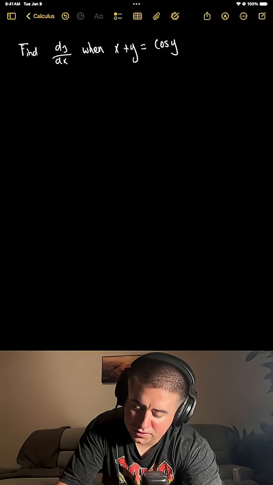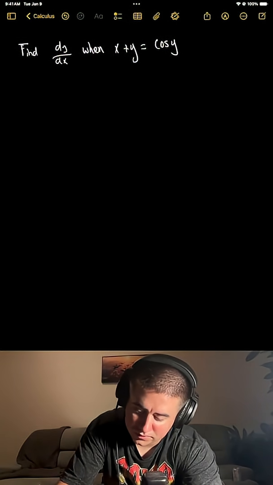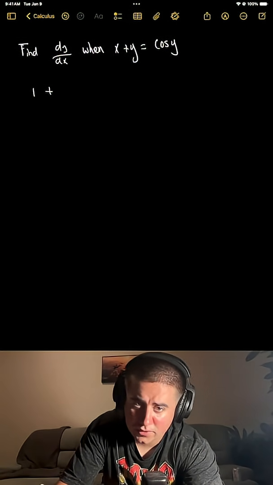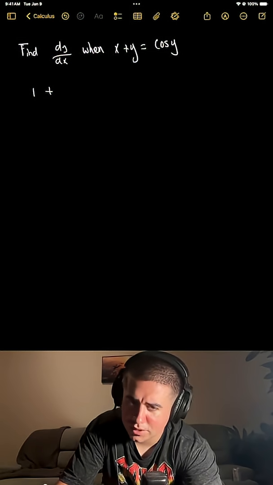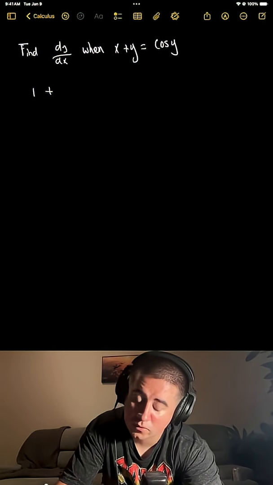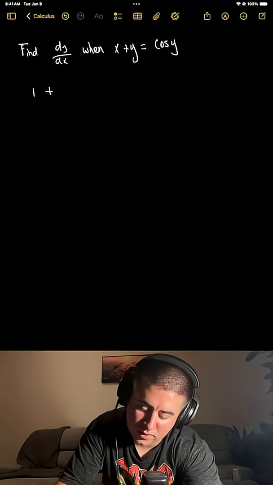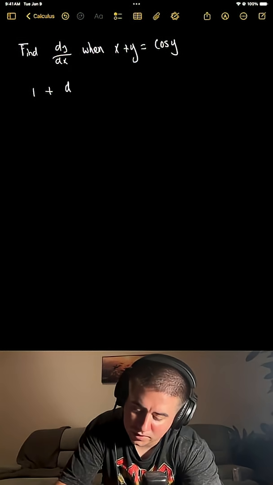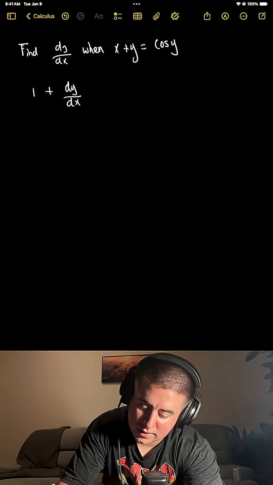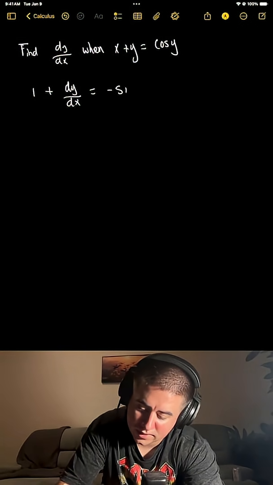But first things first, we take the derivative of x, which is just going to be 1. So we're just left with 1 plus. And when we take the derivative of y, it's going to be 1, but every time you take the derivative of y, you have to multiply by dy/dx. So even though the derivative of y is 1, we multiply by dy/dx, so we're just left with dy/dx. And then equals the derivative of cosine y, which is negative sine y.